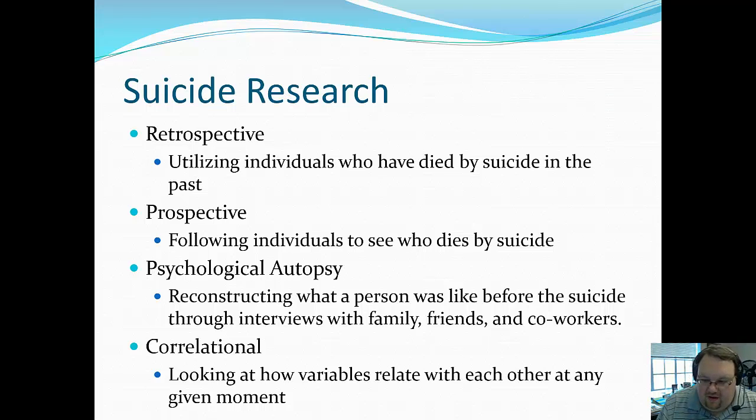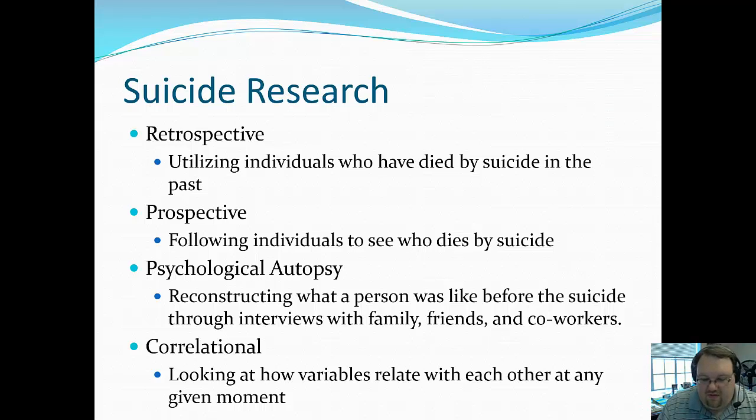Psychological autopsy, and this is really viewed as one of the gold standard ways of studying suicide. So after someone dies by suicide, the researcher actually goes and interviews their friends, family, and loved ones, trying to reconstruct what the person was like before the suicide, what happened right before. Were they struggling with a mental illness? So trying to piece it together from the report of others. So that's what a psychological autopsy is.